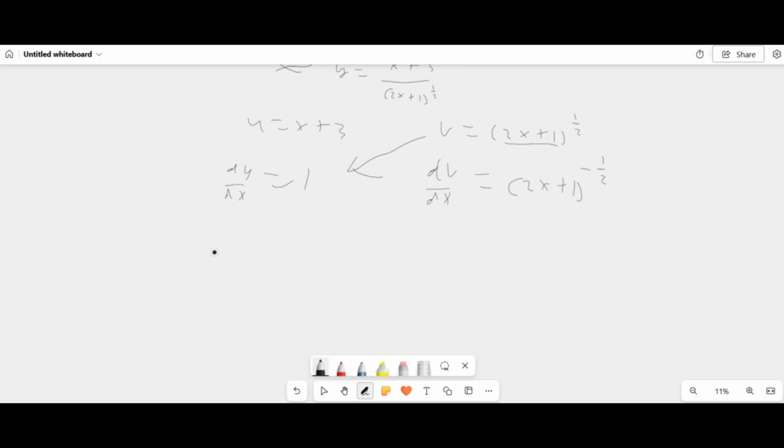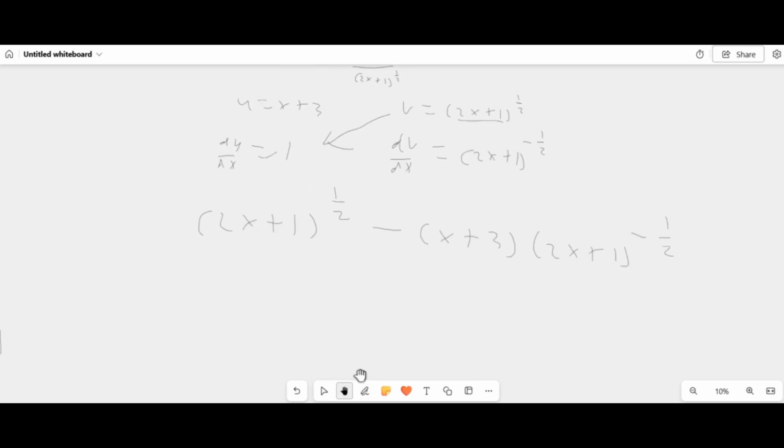v times that over there, so that's just going to be 2x plus 1 to the power of a half, because obviously times 1 does nothing. And then x plus 3 is over here, so that's x plus 3 and an open bracket 2x plus 1 to the half minus a half here. And all of that is over v squared. V has a half.